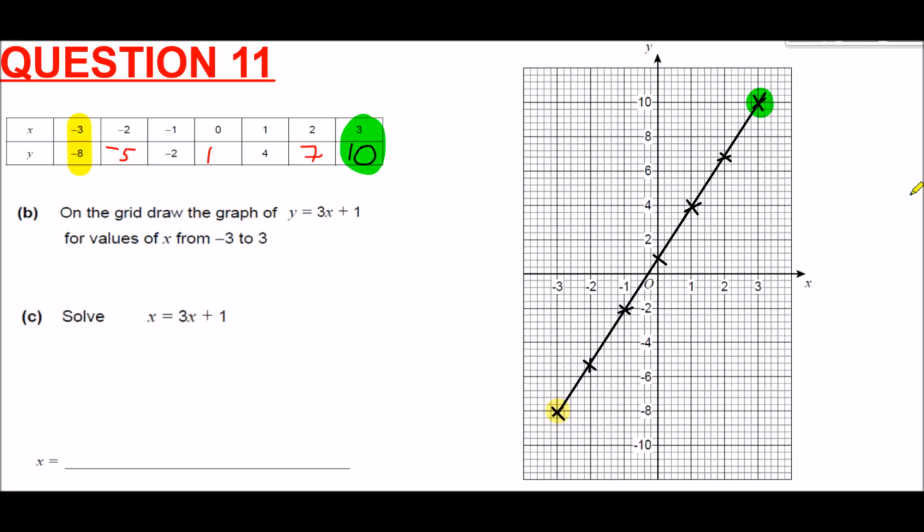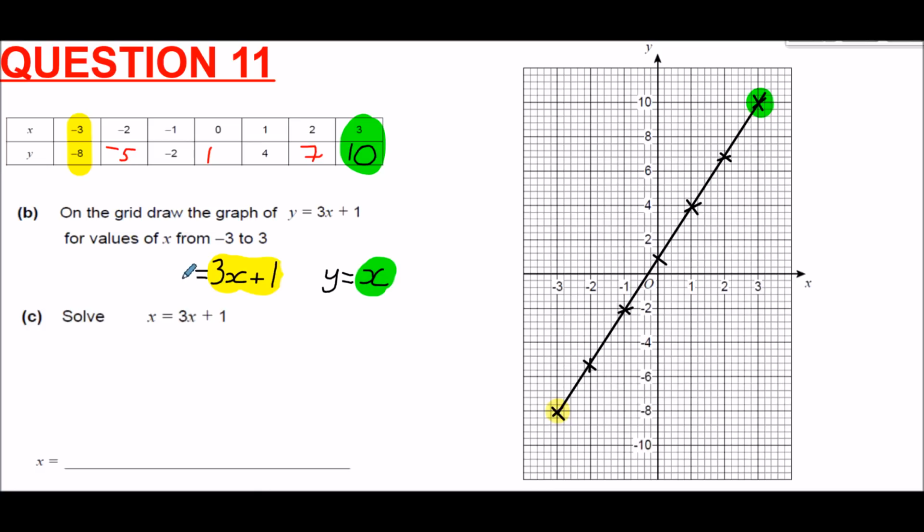Graphs can be used to show where equations are equal. So what I've done here is the graph of y equals 3x plus 1, which is this line which we've just drawn. What we could do next is to draw the graph of y equals x. And where these two meet will actually show us where 3x plus 1 equals x.